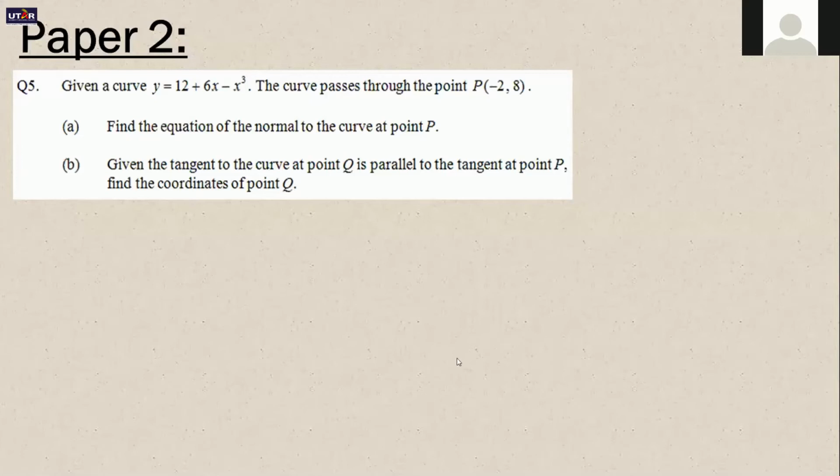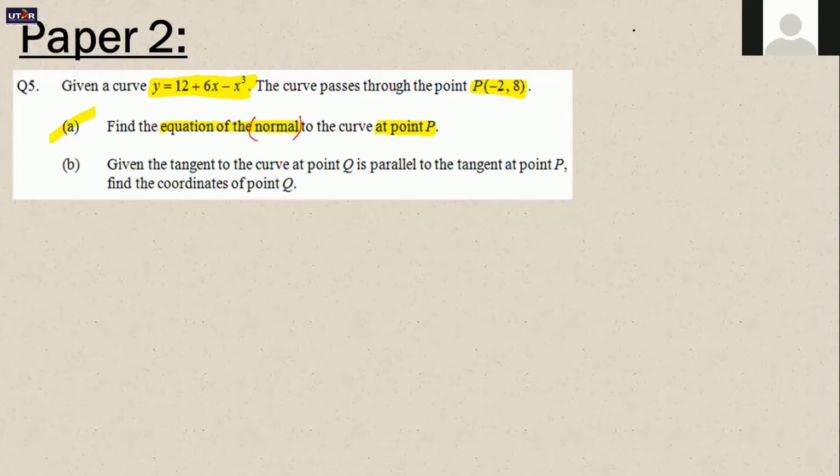Okay? So given a curve, y equal to 12 plus 6x minus x cubed. And we know that this curve passes through this point P. Right? So what do you want to find in part A? I would like to find the equation of normal at point P. Equation of normal of the curve at point P. So I want normal, not tangent. You have to be careful.